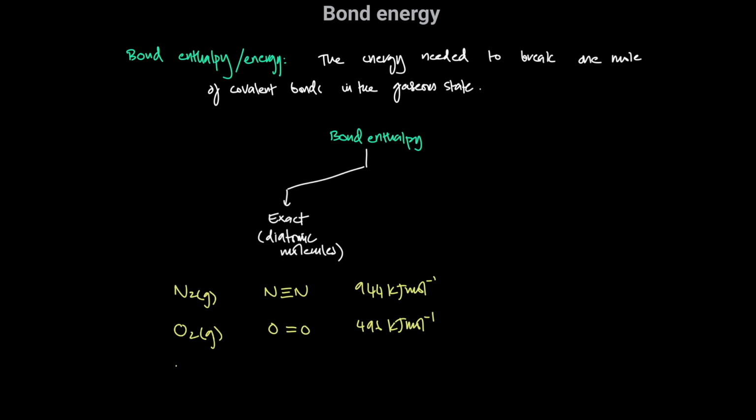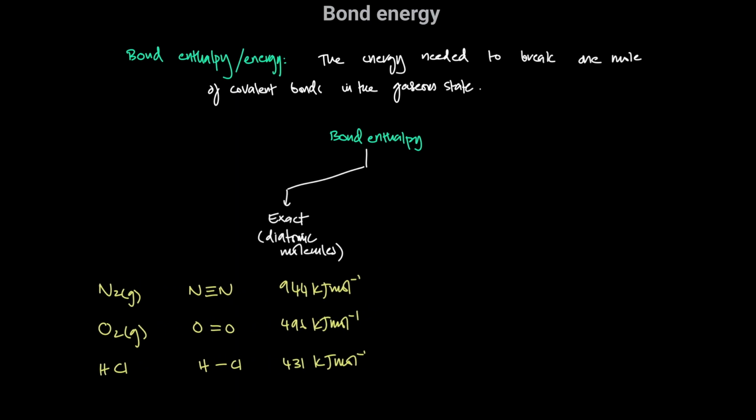You have something like HCl, another diatomic molecule. Here you have the H-Cl single bond. The bond energy for that is 431 kilojoules per mole, and so on. So these are exact values.